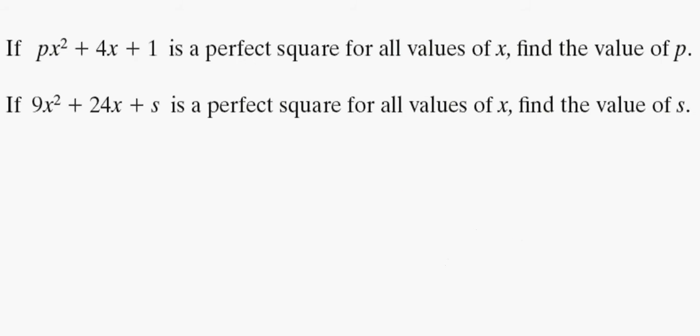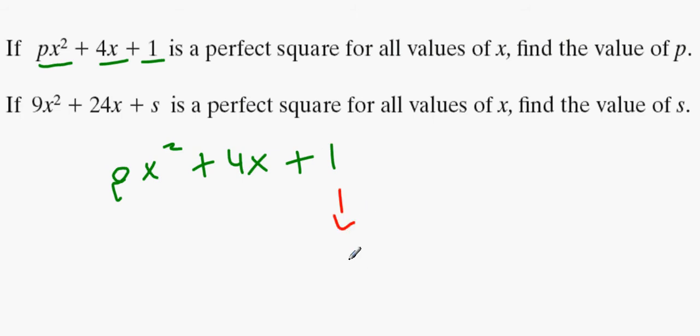Now, our first one is px squared plus 4x plus 1. Square root the last one, we know it's a 1. We can't square root the first one, so that's a problem. What we can do is halve the middle term. When we halve it, we end up getting 2x, and it's a plus 2x.